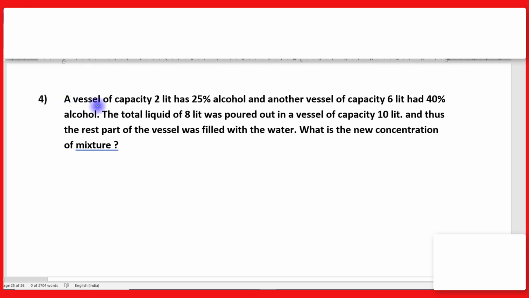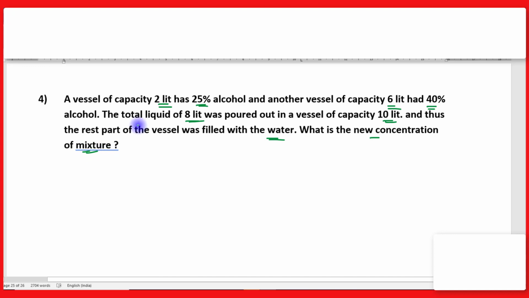Fourth question. A vessel of capacity 2 liter has 25% of alcohol, and another vessel of the capacity of 6 liter has 40% of alcohol. The total liquid of 8 liter was poured out in the vessel of capacity 10 liter, and the rest of the vessel was filled with water. What is the new concentration of the mixture?